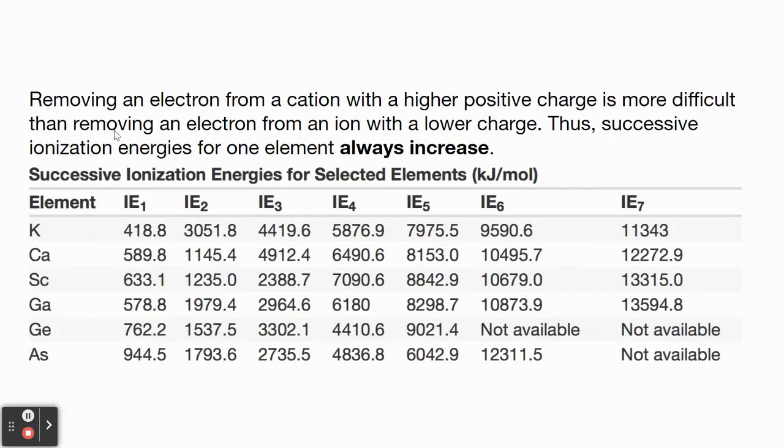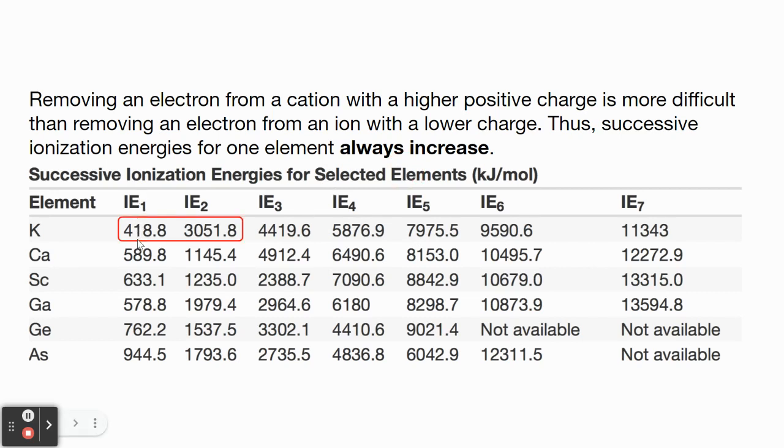So let's compare successive ionization energies. So here, this is the energy to remove the first electron from a gaseous atom. This is our second ionization energy. So we'd be removing an electron from a cation with a +1 charge. This is our third ionization energy. We'd be removing an electron from an ion that has a +2 charge, and so forth and so on.